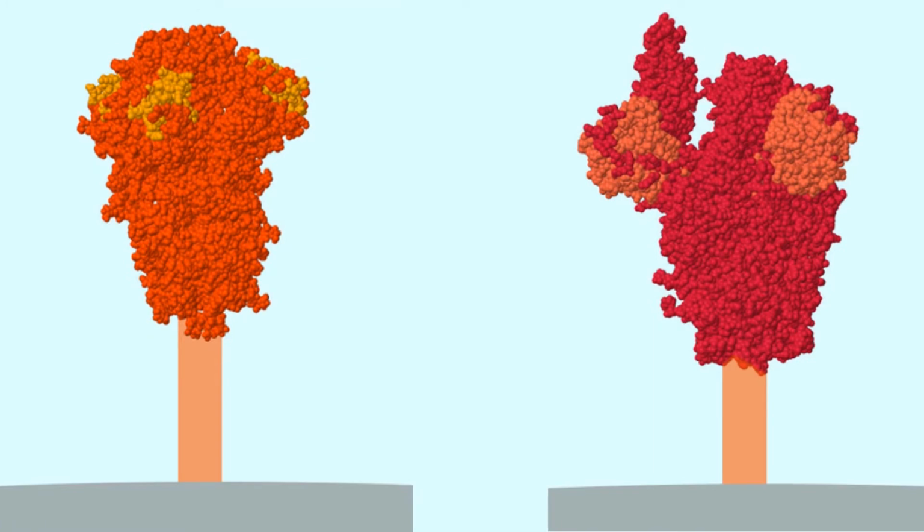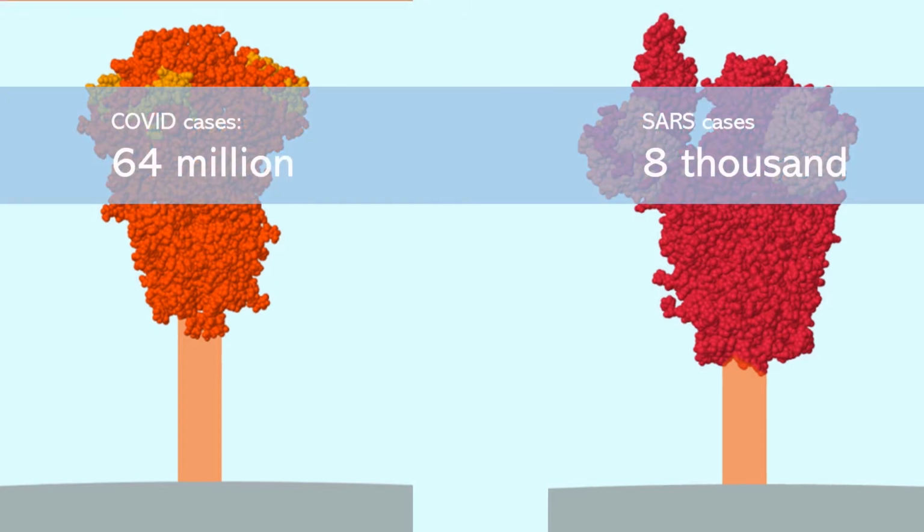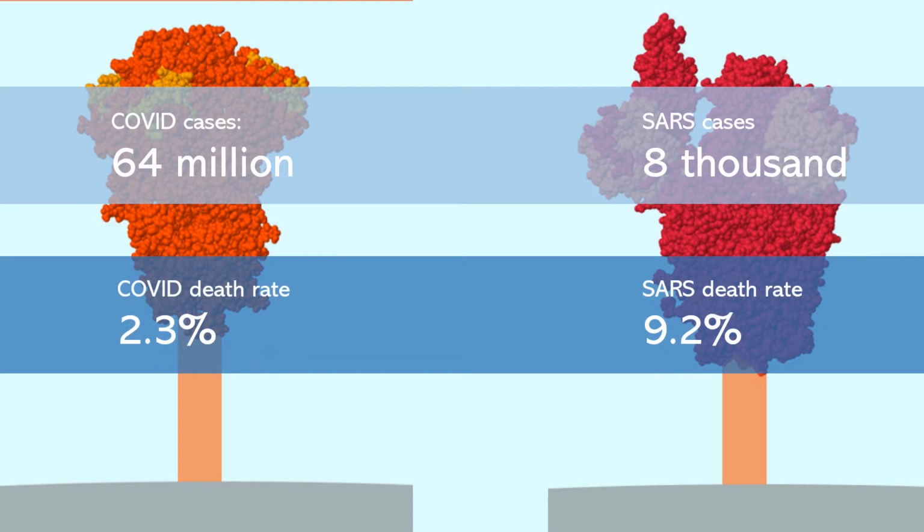The virus most commonly compared to COVID-19 is the SARS-CoV of 2003, shown on the right. The SARS virus was more deadly but less easily transmissible than COVID-19. As you can see, the number of COVID-19 cases is in the millions, while SARS is in the thousands. However, its death rate is only 2.3% compared to the 9.2% of SARS.